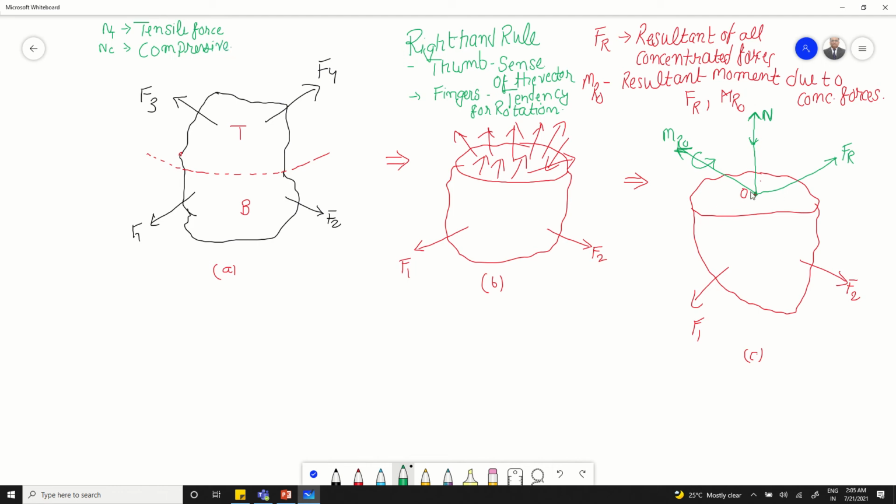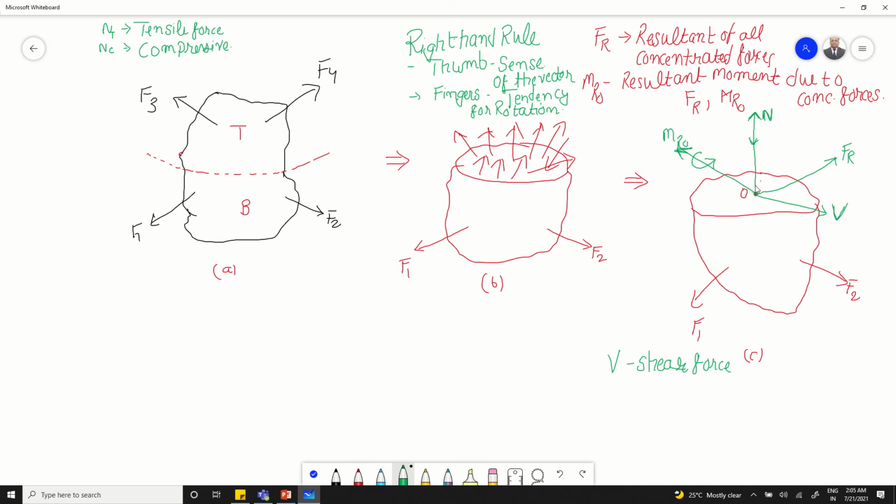Now there is another component of this force which is just parallel to this exposed area, or we can say which lies in the plane of this exposed area. We call this component of force the shear force, and this is responsible for changing the shape of the body, or creating distortion in the body. So we call V the shear force.